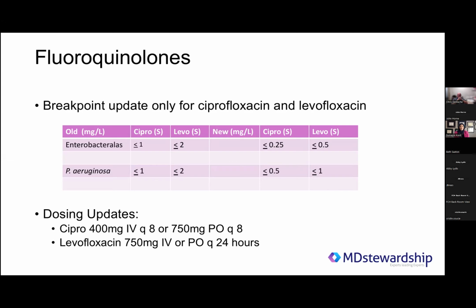I'm sorry, I think I misspoke. Q8. Traditionally, we did the Q12 dosing. And then same with oral, the higher dose, 750, and then also a Q8 interval, if we're needing to use it for Enterobacterales or if it's susceptible for Pseudomonas. And then levofloxacin remains the same dosing, but the 750.